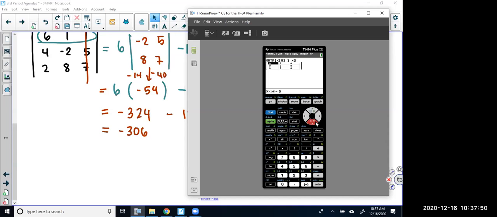So I'm going to put in 6. You have to enter 6, enter 1, enter 1, enter 4, enter -2. Make sure you do negative, not minus. 5, enter 2, enter 8, enter 7. And they're all there.